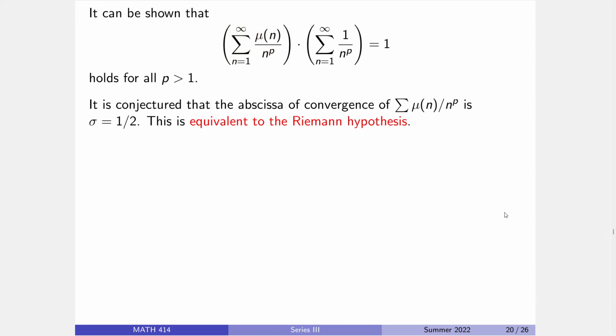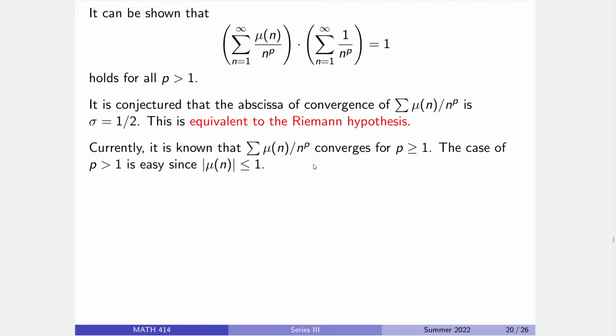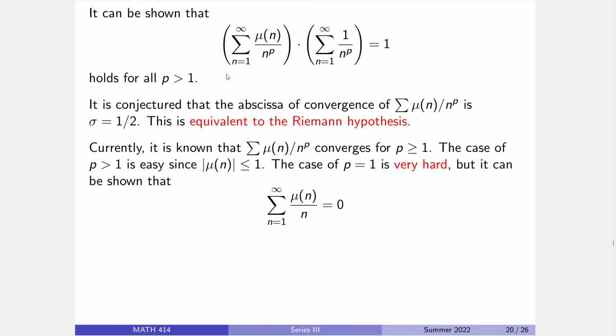So what is currently known? Well, I already kind of let part of the cat out of the bag. It is known to converge for p strictly bigger than 1, and that is super easy because the convergence is actually absolute. The Mobius function only spits out 1, 0, and -1. So if you hit it with the absolute value, it never gets bigger than 1. So for p bigger than 1, it converges absolutely. There's just nothing that you need to do there. P equals 1 is incredibly difficult, but you can prove that the series converges and it's actually equal to 0.